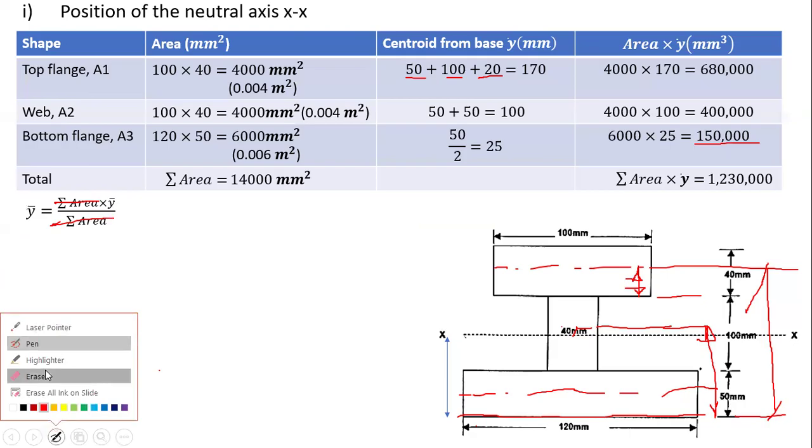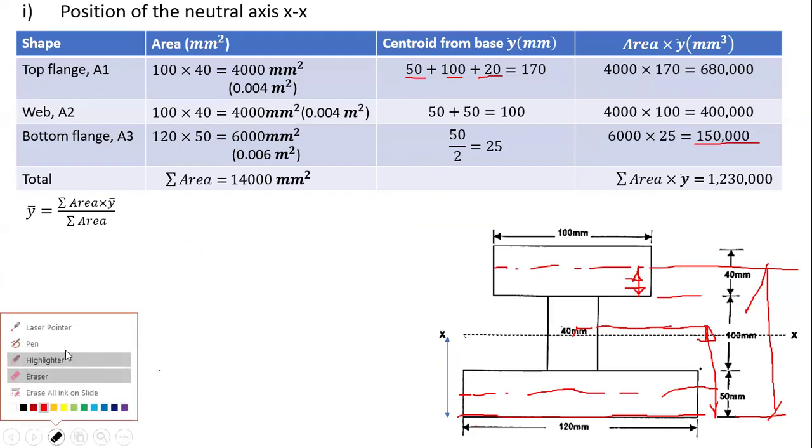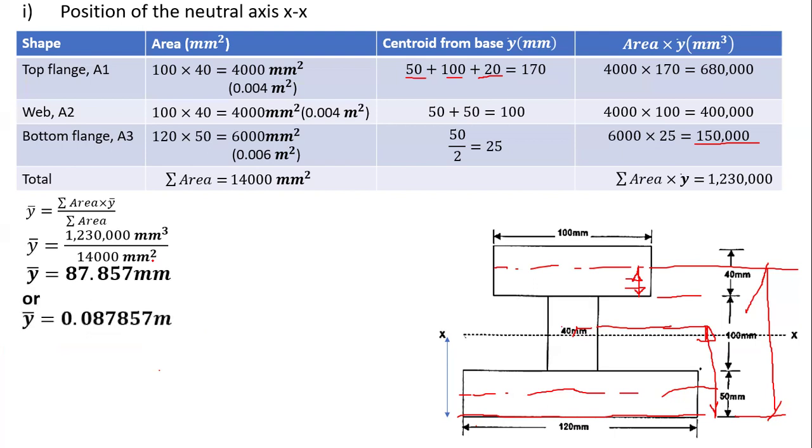Now, let's do the substitution. Summation of area times y came out as 1,230,000. Then the summation of the area is actually 14,000. So what do you get? 87.857. If you convert it to meters, it becomes 0.087857. This is the centroid, and we have our answer.